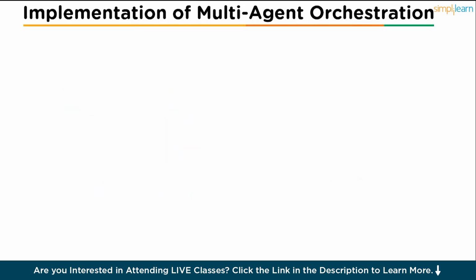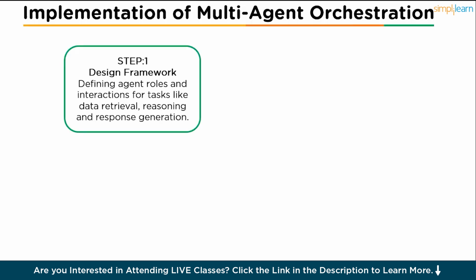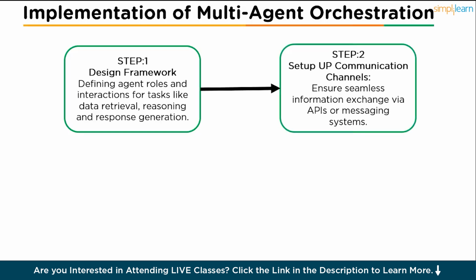Implementation of multi-agent orchestration involves a step-by-step framework that ensures seamless collaboration and task execution among multiple agents. First step is design the framework. Here we have to define agents' roles and specific interactions, and also assign tasks such as data retrieval, reasoning, and response generation to specialized agents. Second, we have set up communication channels, which is to ensure seamless information exchange through APIs or messaging systems, which also includes establishing standard protocols to enable smooth cross-agent communication.